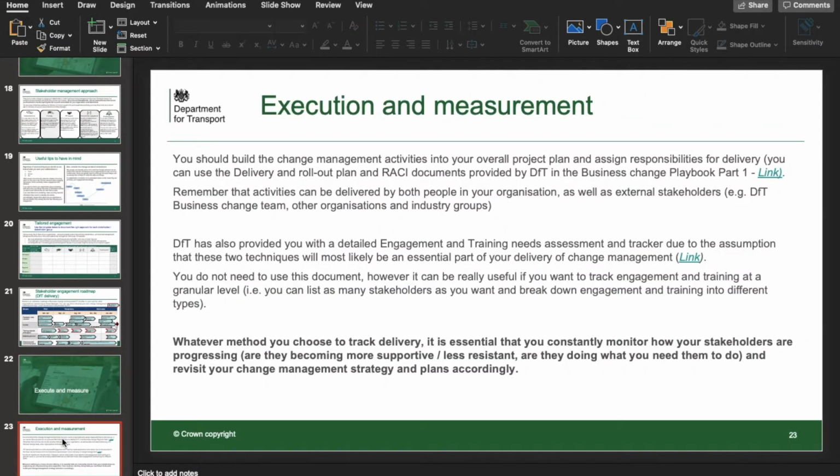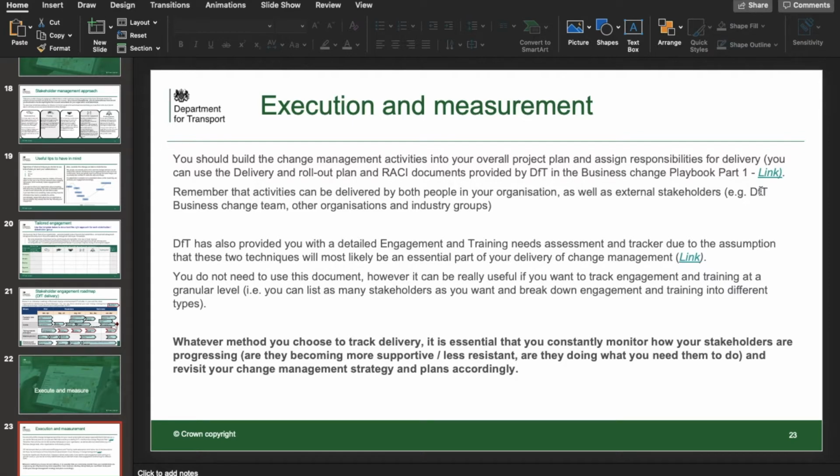Finally, you'll need to execute your transition activities and measure how successful they were. Feel free to use the rollout plan and RACI documents in the business change playbook here, in this link. An important note here is that when executing your transition support, external stakeholders like the business change team or other organisations can deliver these too.